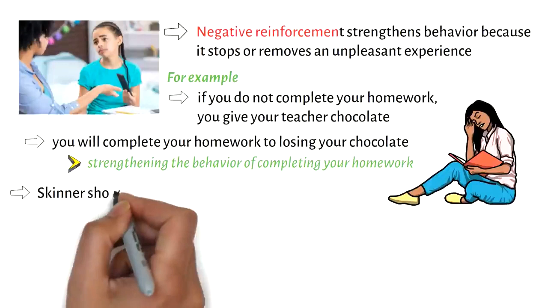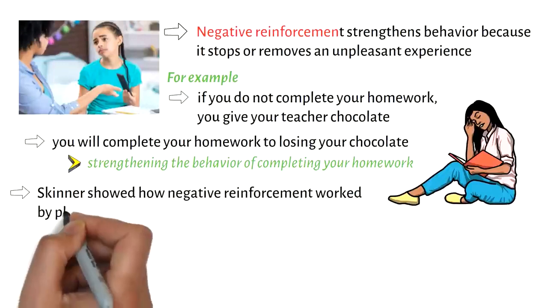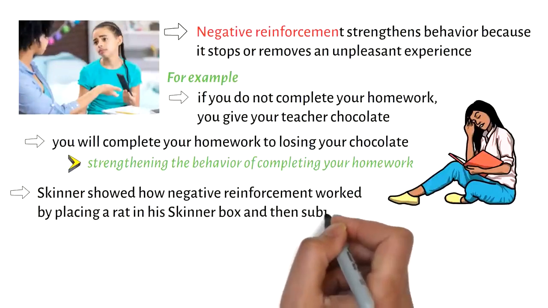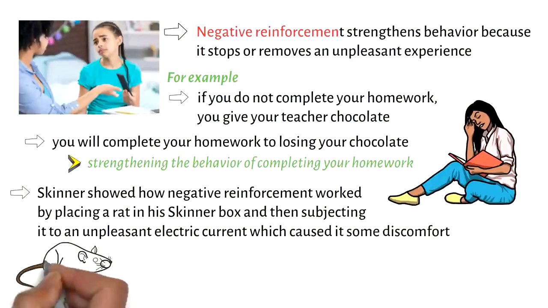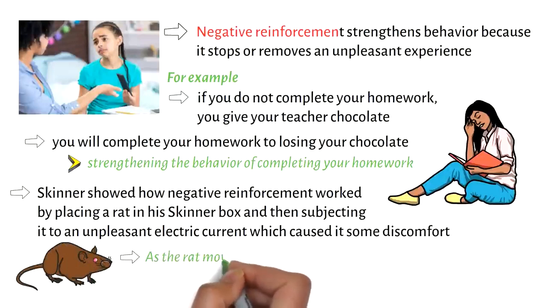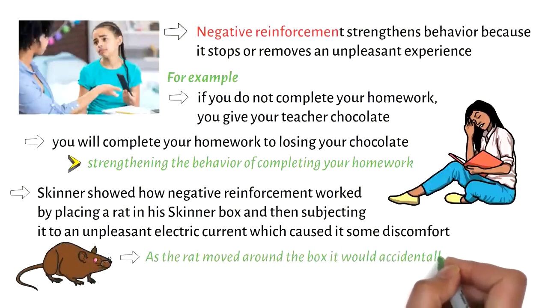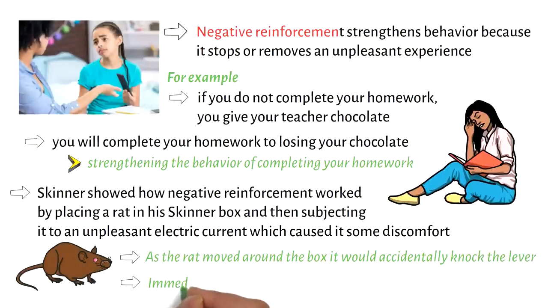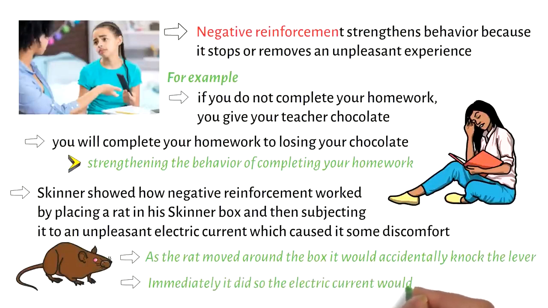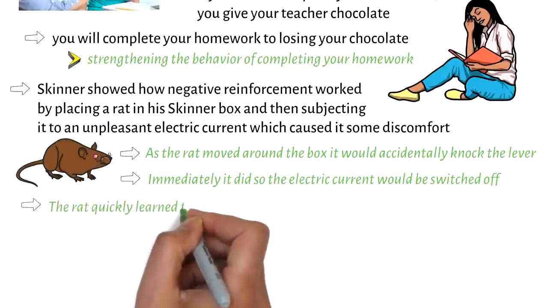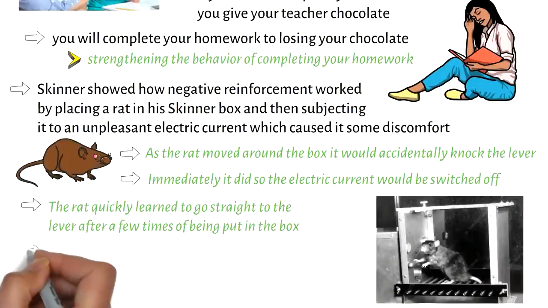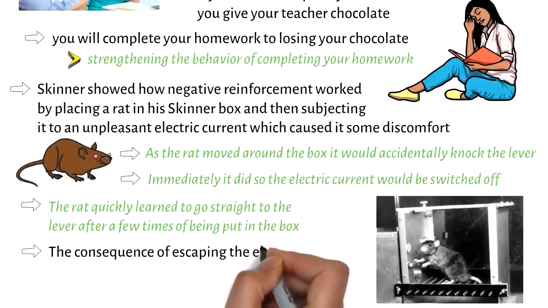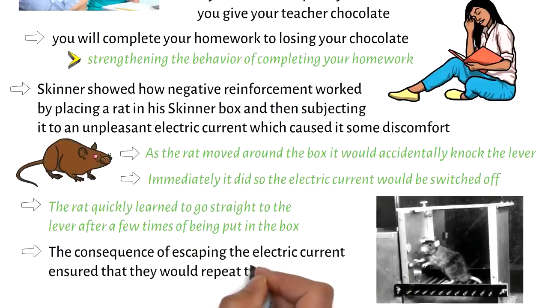Skinner showed how negative reinforcement worked by placing a rat in his Skinner box and then subjecting it to an unpleasant electric current, which caused it some discomfort. As the rat moved around the box, it would accidentally knock the lever. Immediately it did so, the electric current would be switched off. The rat quickly learned to go straight to the lever after a few times of being put in the box. The consequence of escaping the electric current ensured that they would repeat the action again and again.